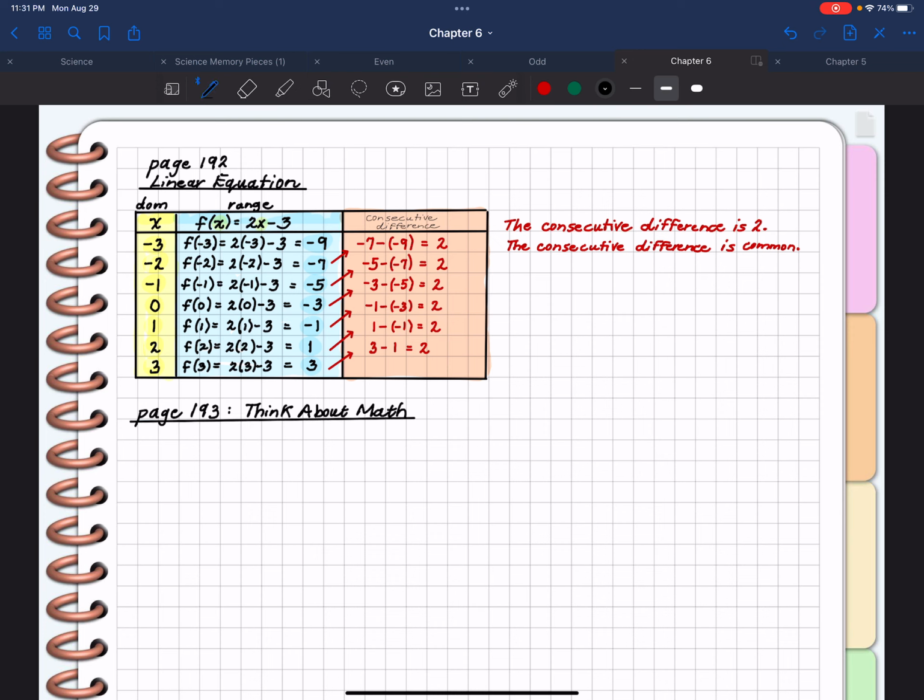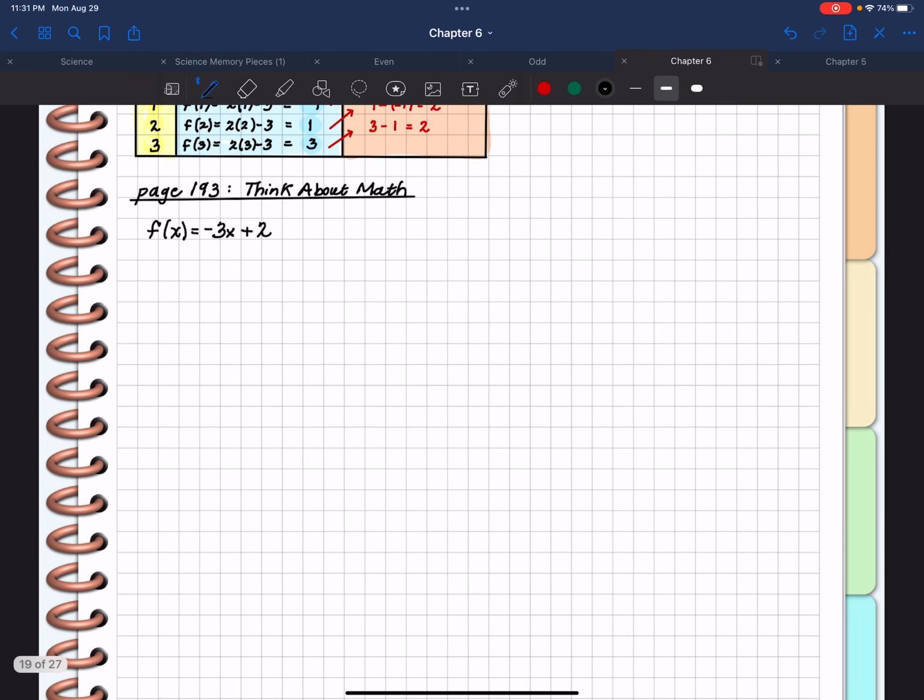And the first question says, what is the common consecutive difference for the function f of x equals negative 3x plus 2? So we need to take this function and find the common consecutive difference. All right, this is a linear function because its x does not have an exponent. It's just x to the first power. So I think we can do this with just 4 points. We'll see.